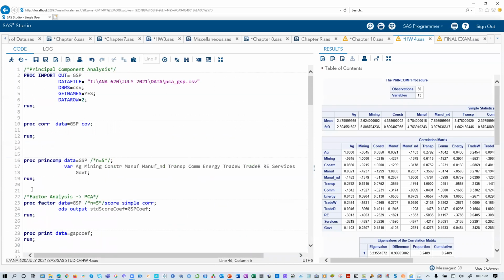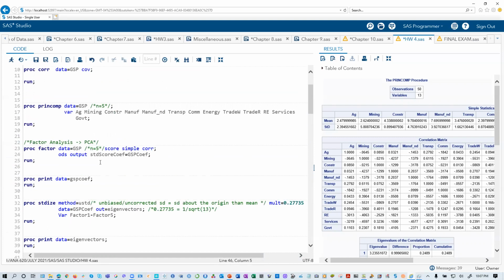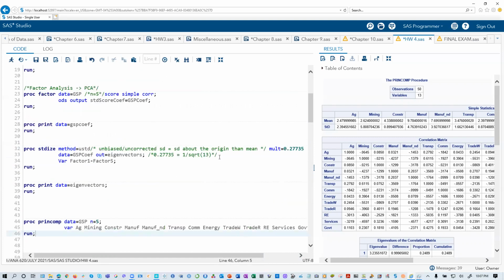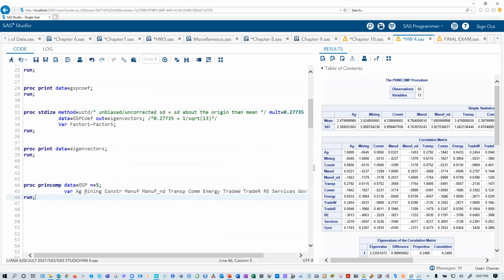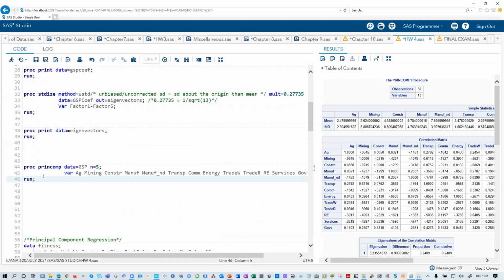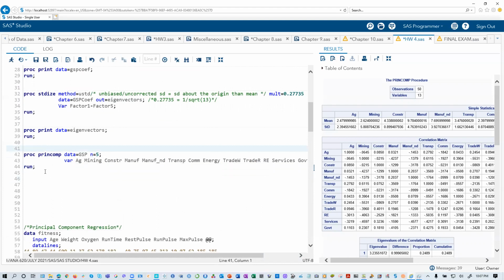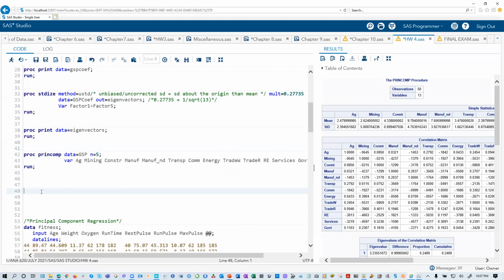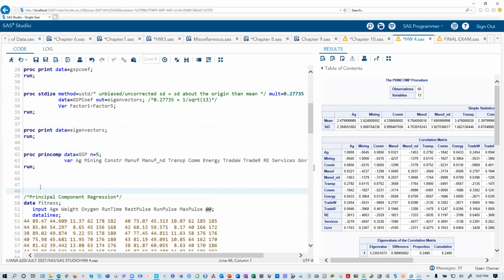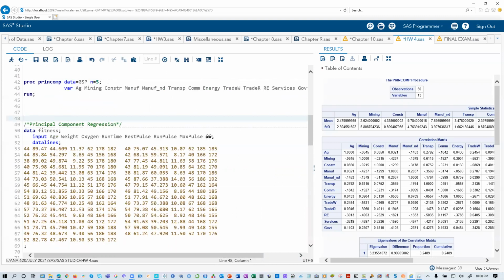Through the printcom you can run this one. Through the factor analysis you can do this one. You can do the adjustment through this procedure, and then you can compare with that one. I ran that one again for my convenience. See, that's the principal component analysis. This example is for principal component regression.